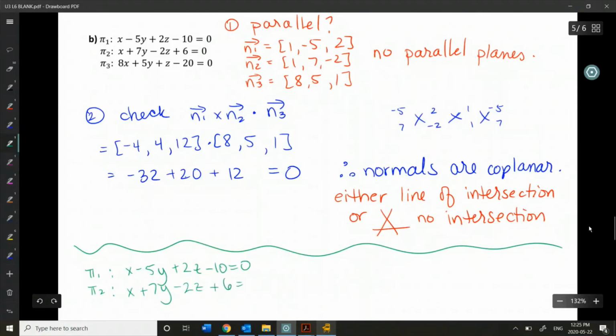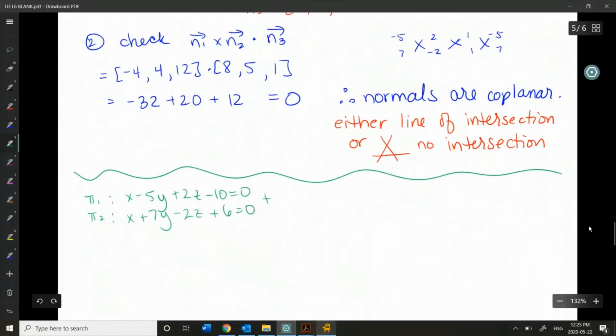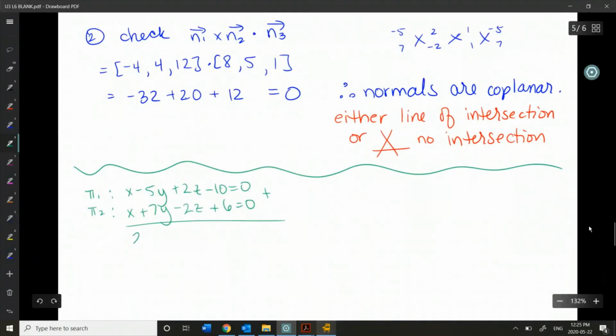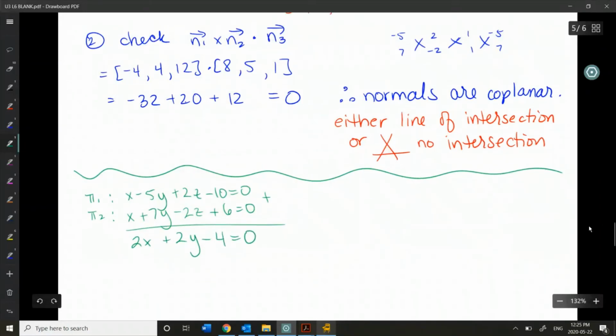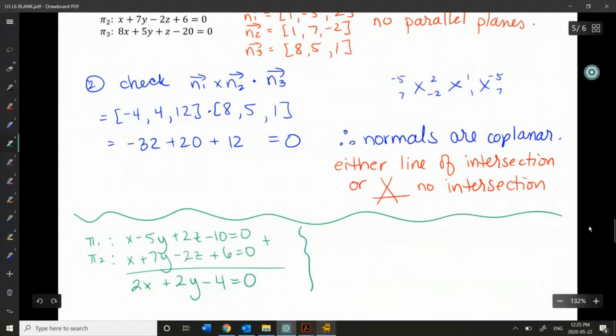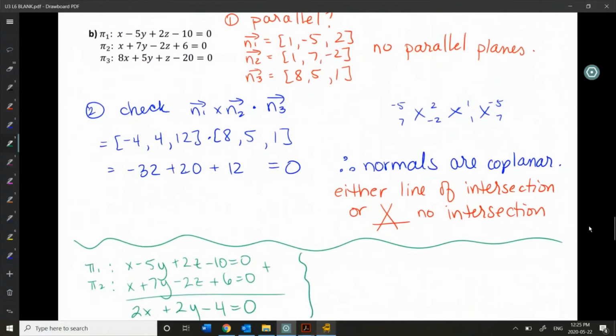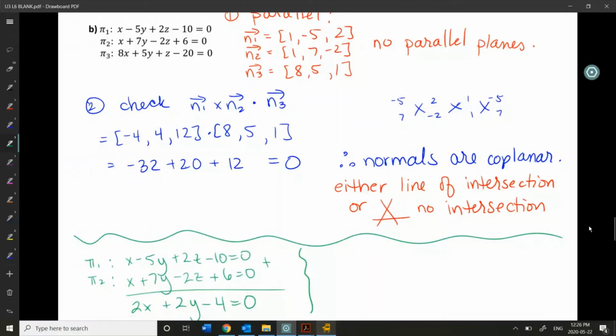And in order to eliminate the z's here, I just need to add these 2 equations. So we're going to get 2x plus 2y minus 4 equals 0. And another set that we can choose here, it doesn't really matter, equation 2 and 3 or 1 and 3 I think would work fine. Maybe we'll do plane 2 and 2 times plane 3.